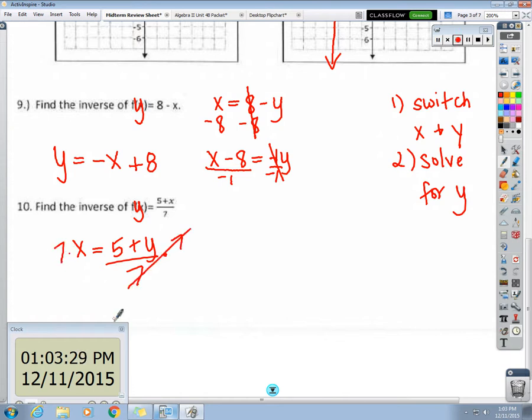So now I have 7x equals 5 plus y. Now the last step to solve for y is subtract 5 on both sides. So y equals 7x minus 5. 7x minus 5. And so that's the inverse of that equation. Yay. Got that.